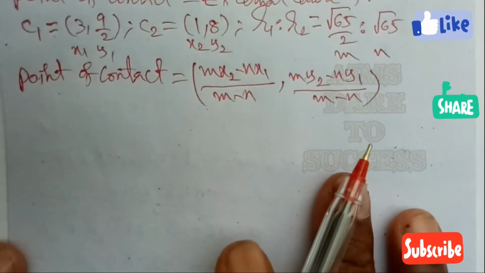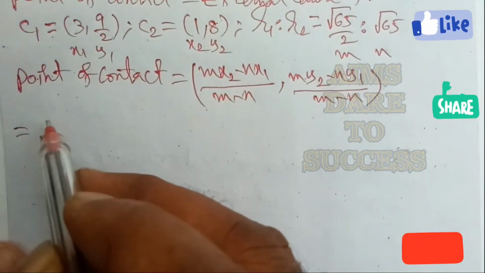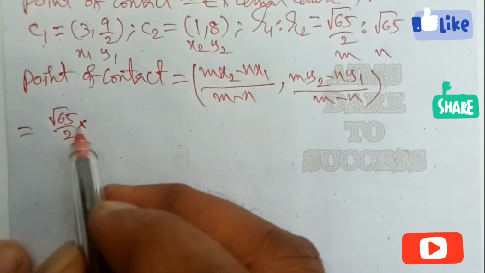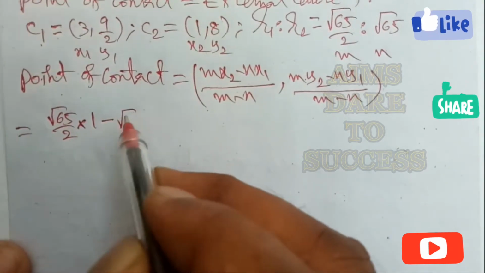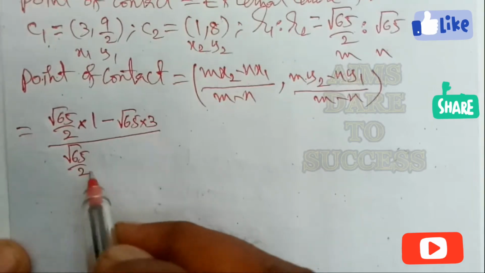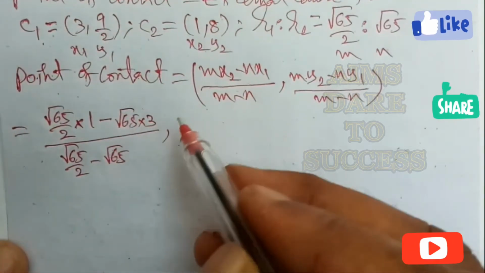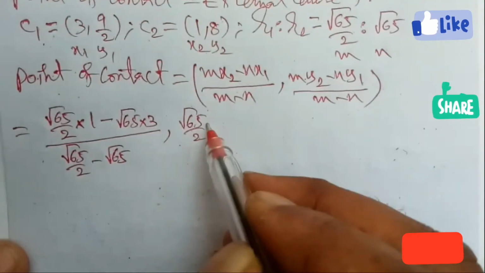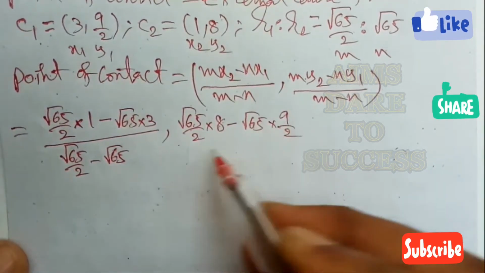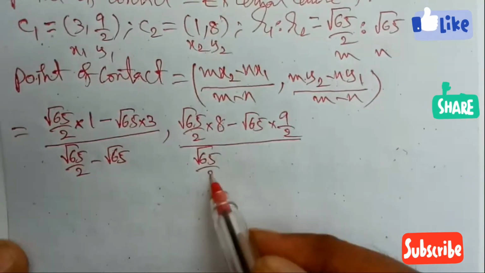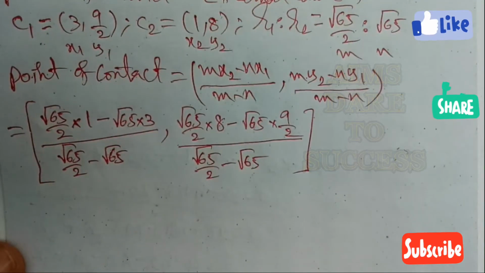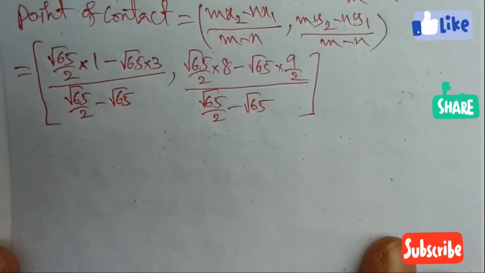m value root 65 by 2 into x2 value 1, minus n value root 65 into x1 value 3, divided by m minus n, which is root 65 by 2 minus root 65. Comma, m value root 65 by 2 into y2 value 8, minus n value root 65 into y1 value 9 by 2, divided by m minus n, root 65 by 2 minus root 65. For telling it is difficult, but it is just substituting the m, n, x1, y1, x2, y2 values in the section formula.